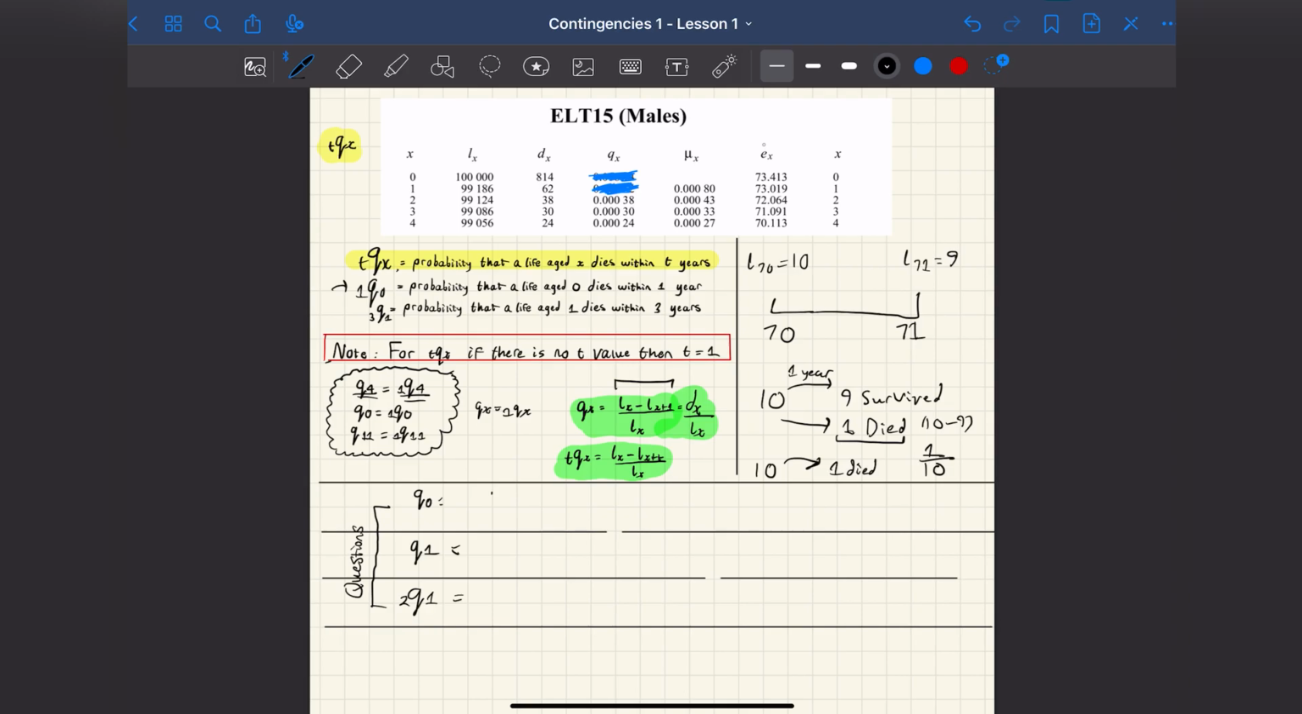Sorry, I meant the questions. So Q0 is, again, there's no t value, so t is 1. Q0 is the same as 1Q0, and again, we just do the difference in the count. And again, for these questions, we're going to be using the life table here. So Q0 is the same as 1Q0, which is l0 minus l1 over l0, which is 100,000 minus 99,186 over 100,000. And that is 0.00814.